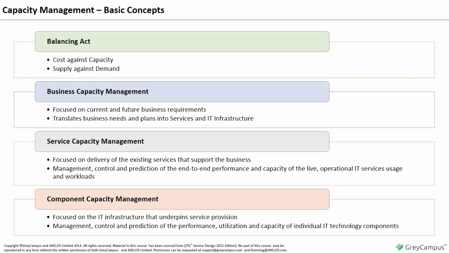Business capacity management is focused on the current and future business requirements, while service capacity management is focused on the delivery of the existing services that support the business, and component capacity management is focused on the IT infrastructure that underpins service provision.